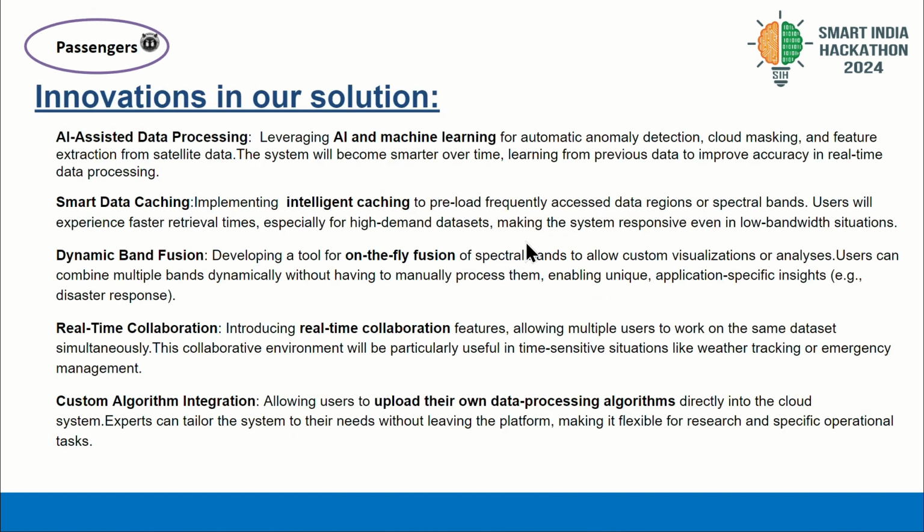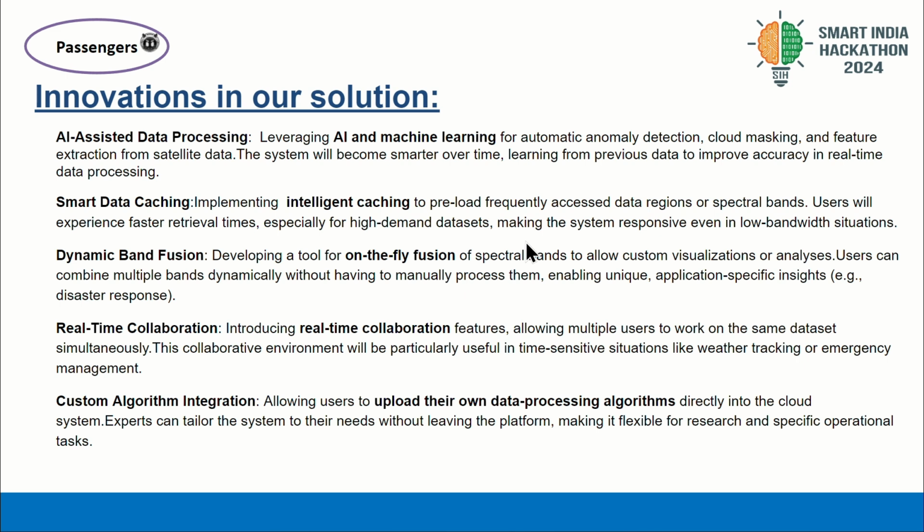So first, we will be providing AI-assisted data processing. We will be leveraging AI and machine learning for automatic anomaly detection, cloud masking, and feature extraction from satellite data. Now we will also give smart data caching, implementing an intelligent cache to preload frequently accessed data regions or spectral bands. Users will experience faster retrieval times.